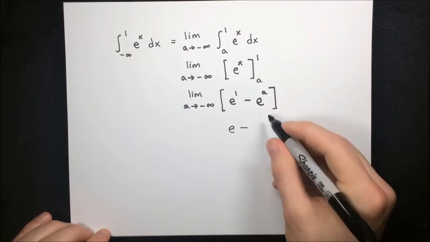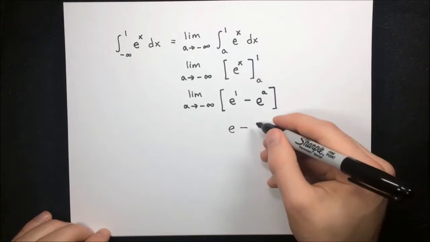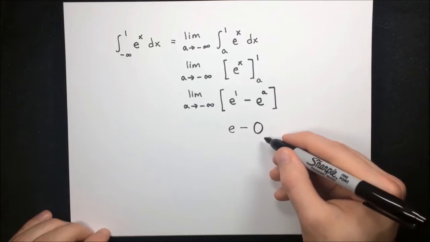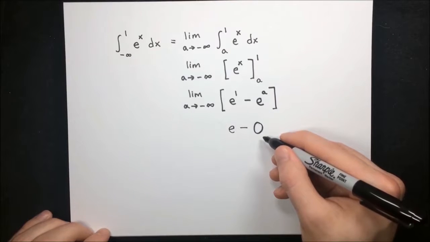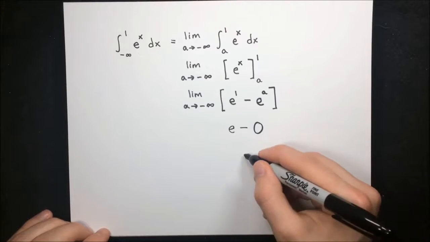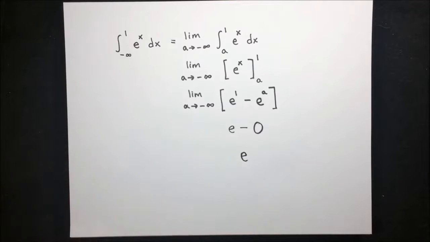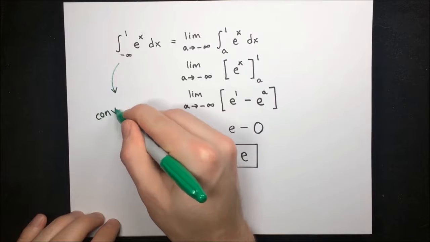And then e to the a, the limit as a approaches negative infinity, is 0. e to the negative infinity is like 1 over e to the infinity, which is 1 over a really big number, infinity, and 1 over infinity is 0. So here we have it, e minus 0, e. That is the value of the improper integral. It's another one that comes out to a finite number. So again, we say that this integral converges.